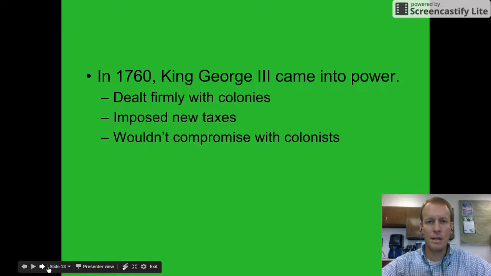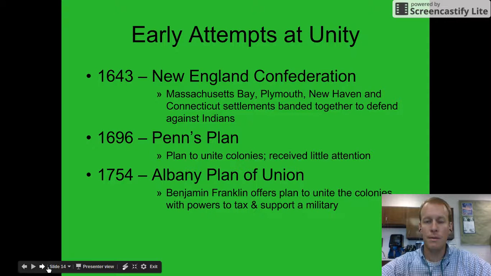In 1760, King George III came into power, and his philosophy was to deal very, very firmly with the colonies. He imposed a lot of new taxes and refused to compromise or even negotiate with the colonists. He ruled with a firm, strong hand, which the colonists resented.